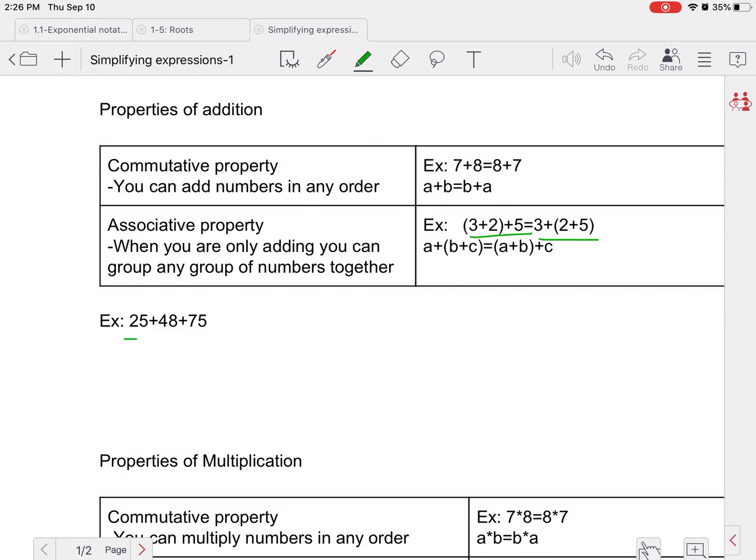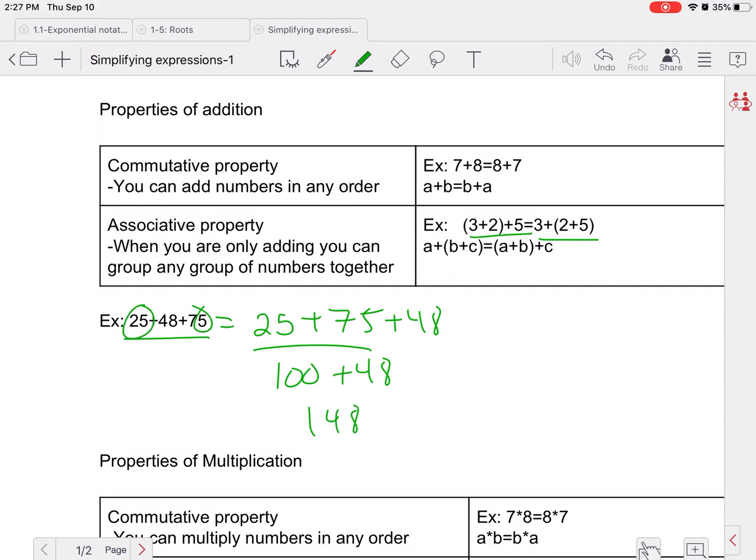So like if I have 25 plus 48 plus 75, instead of adding 25 plus 48 and then adding 75, I can use the commutative property and the associative property, 25 plus 75 plus 48, because I know that 25 plus 75 is 100, plus 48 is 148. Now, some of you might be able to do that in your head and jump right to that step, which is great.